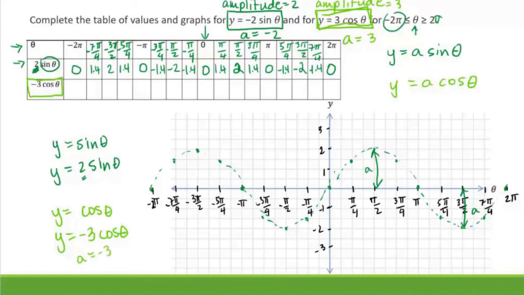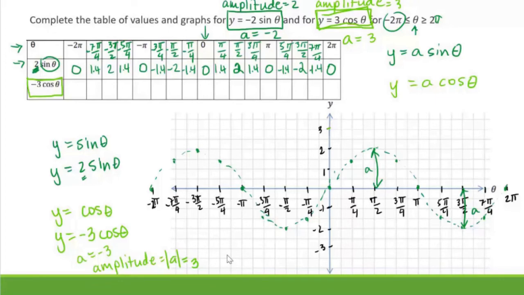So a is equal to -3, but since the amplitude is the absolute value of a, it's equal to 3. So for this graph, the maximum we'll hit is 3 and the minimum we'll hit is -3. How does the negative change it? Well, that's going to flip the graph. Every point that was positive will become negative and vice versa.